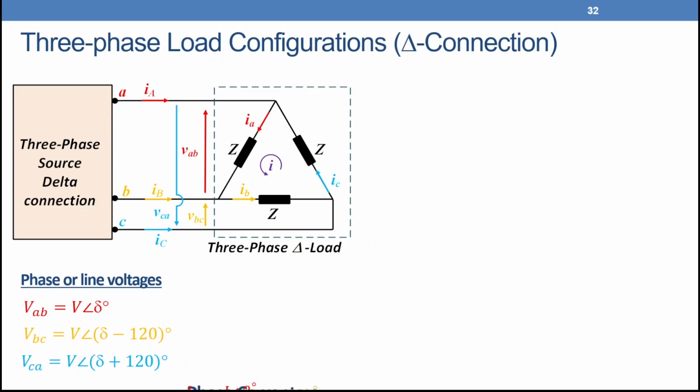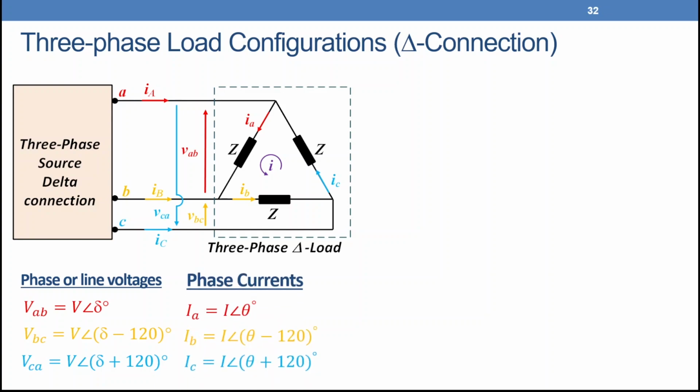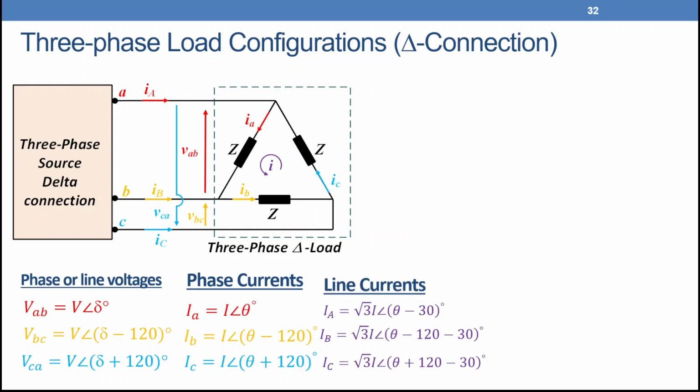What about the currents? So we have phase current, which is a current going through the impedance. So the phase current is I angle theta, and definitely phases B and C, because we have a balanced system, will be shifted 120 degrees from this theta. What about the line currents? The line currents equal in magnitude √3 times the phase current and lag the phase current by 30 degrees. So I capital A will be √3 I angle theta minus 30 degrees. I capital B will be √3 I angle theta minus 30 degrees minus 120, and definitely I capital C will be √3 I angle theta plus 120 minus 30 degrees.